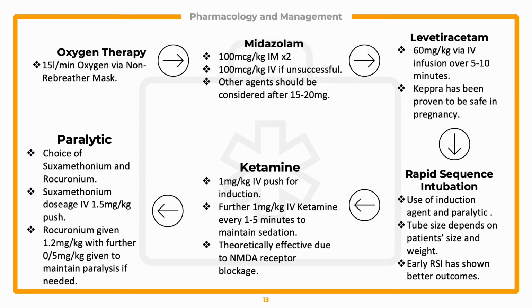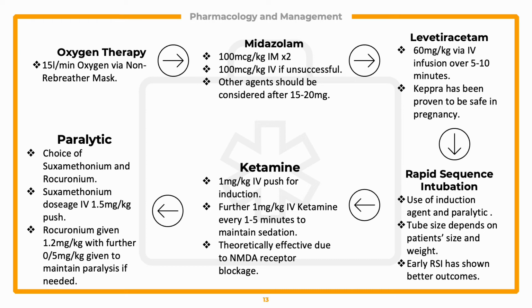However, if the patient has been seizing for a longer time, or you're not sure how long the patient has been seizing for, rocuronium should be used. Rocuronium should be administered intravenously at 1.2 milligrams per kilo, with further dosing of 0.5 milligrams per kilo to maintain paralysis if required. Ketamine-only intubation is also an appropriate management plan if there are concerns regarding both choices of paralytic. In this case, ketamine IV needs to be administered at 2 milligrams per kilo, with further dosing of 1 milligram per kilo to maintain sedation.